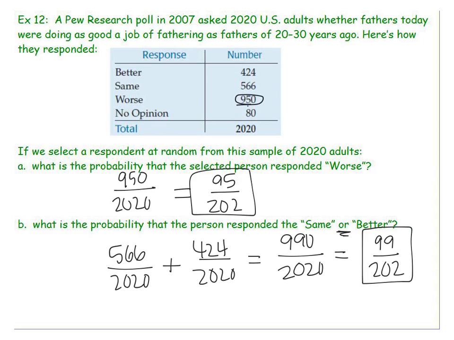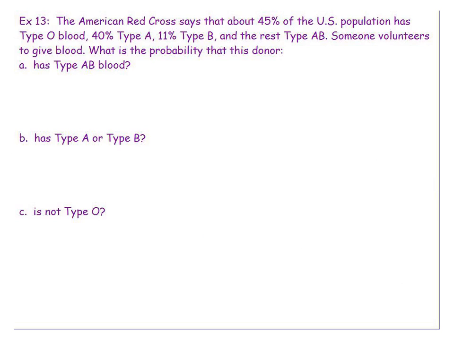Let's look at example 13. Example 13 has several parts. We have 3 to go through here, and then 3 more to go through on the next slide. So the American Red Cross says that about 45% of the U.S. population has type O blood, 40% type A, 11% type B, and the rest type AB. Someone volunteers to give blood. What is the probability that this donor has type AB?